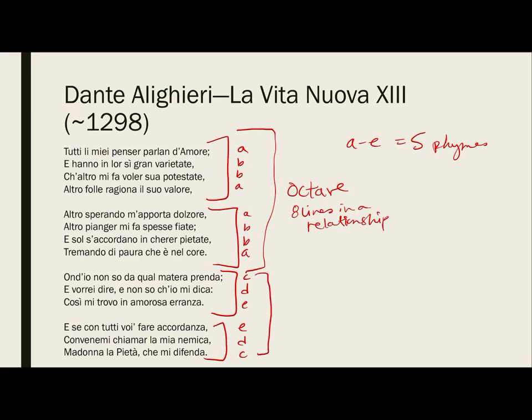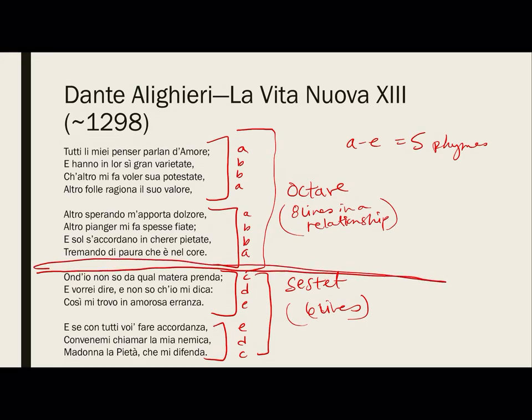Okay, these last 6 lines are also in a relationship. This is a sestet, it's 6 lines. Okay, all right, so we can tell then, because there's a relationship in the first 8 lines and a relationship in the last 6 lines, that there's a break of some kind here.